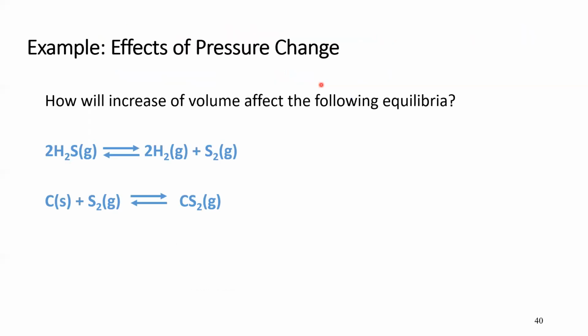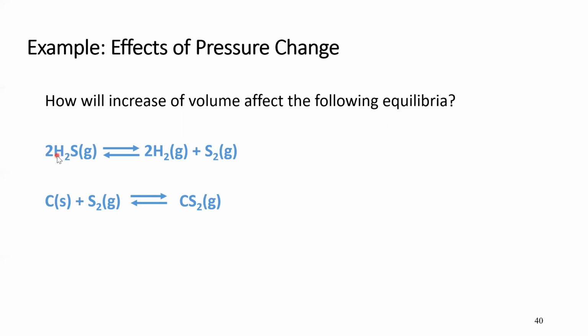All right, so let's look at these 2 examples. How will increasing the volume affect the equilibrium? Will it go towards the left or will it go towards the right? So let's look at the first one. What do you think will happen? Is it going to go to the left or is it going to go to the right? If we increase the volume, think about what that does to the pressure and what the system's going to want to do to counteract that pressure change. Will it shift to the right or will it shift to the left?